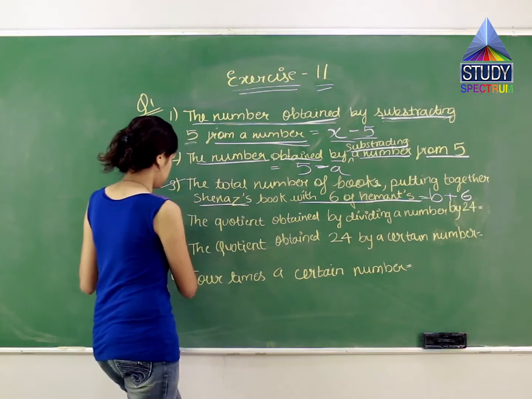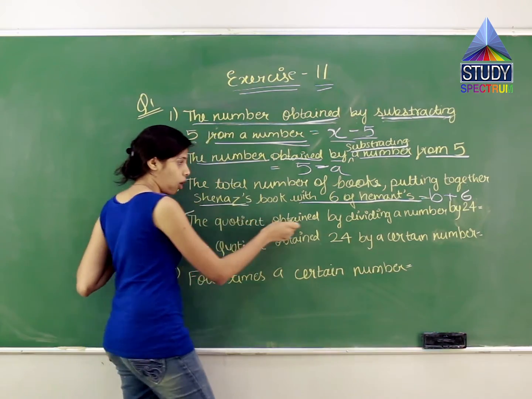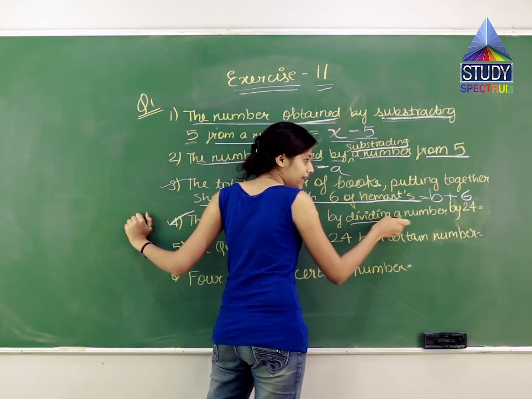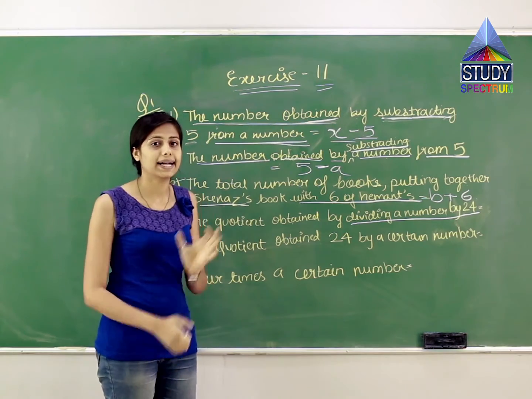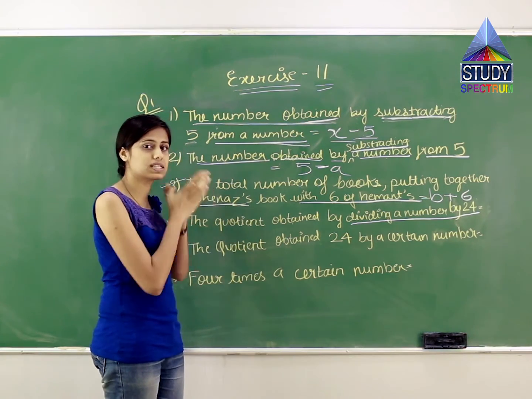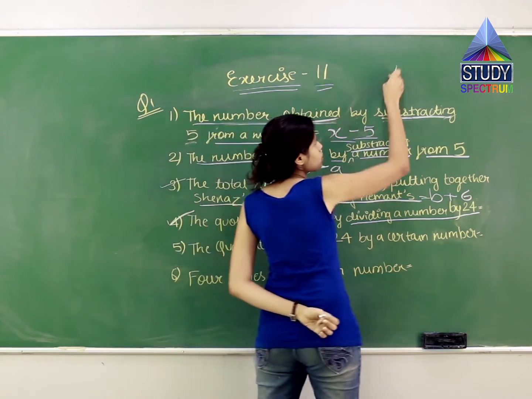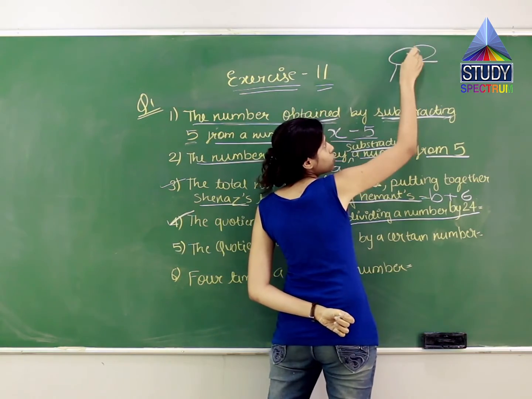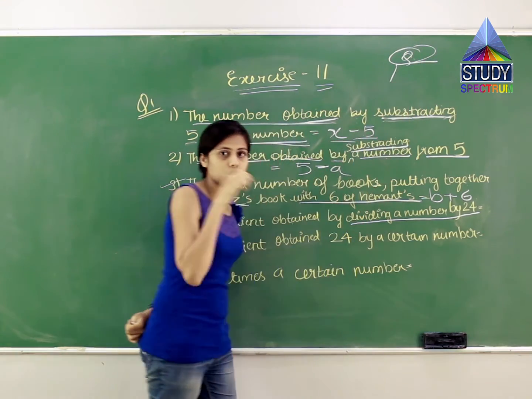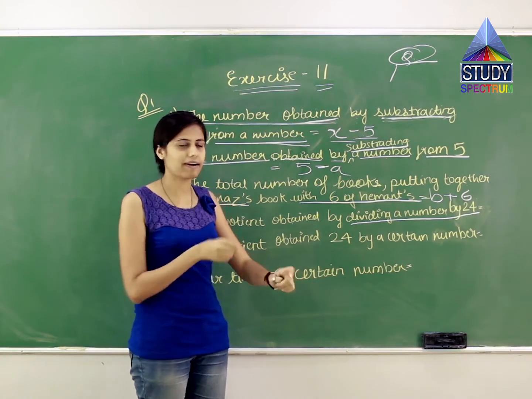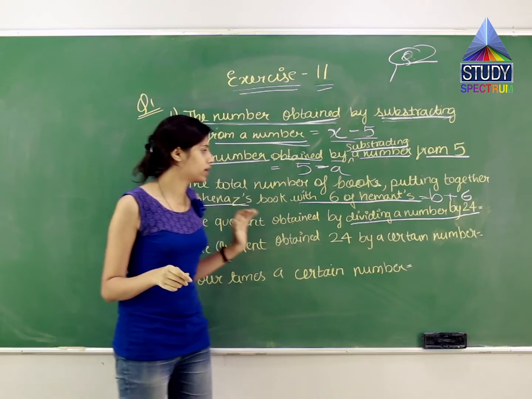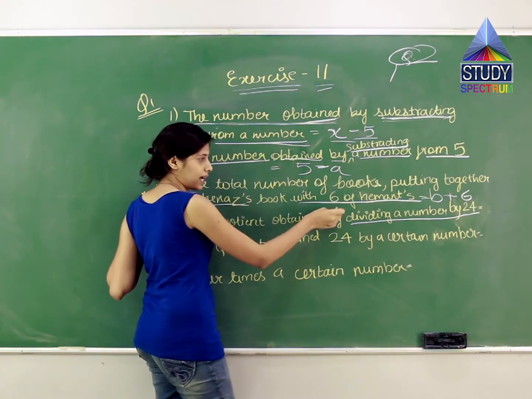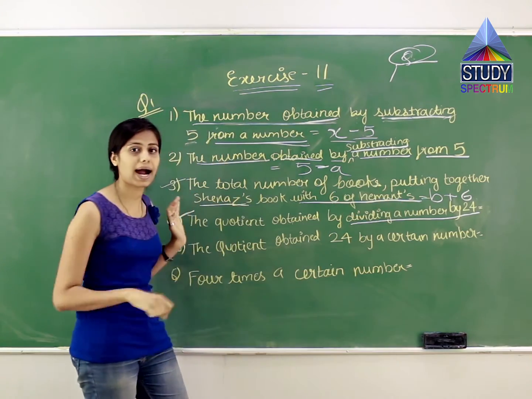Now the next question. The quotient obtained by dividing a number by 24. What does it mean? They are telling you the answer. Quotient means the answer. See, in the division form, what comes over here is called the quotient. So that is only the answer. While dividing, what comes over here, that is your answer. So over here they are telling you the answer obtained by dividing a number by 24.